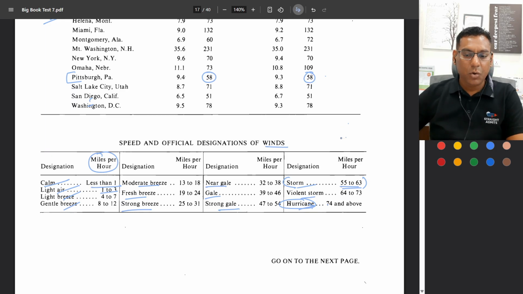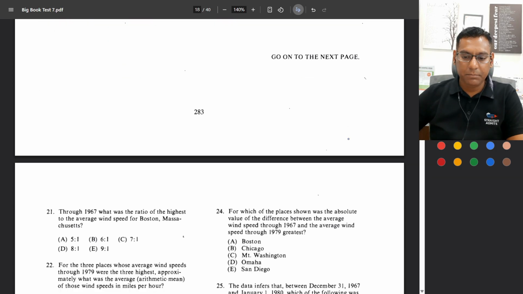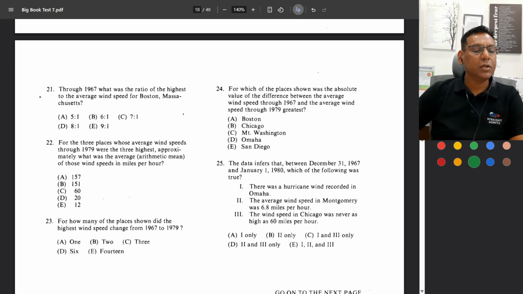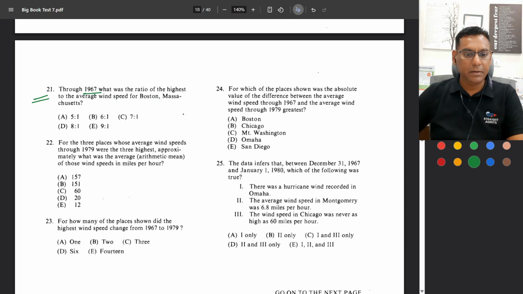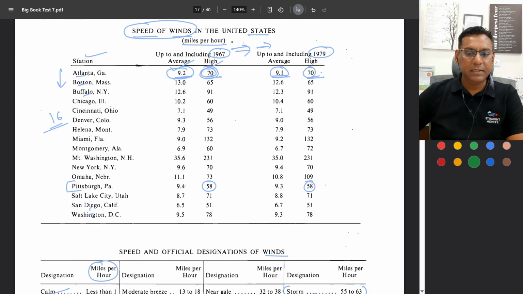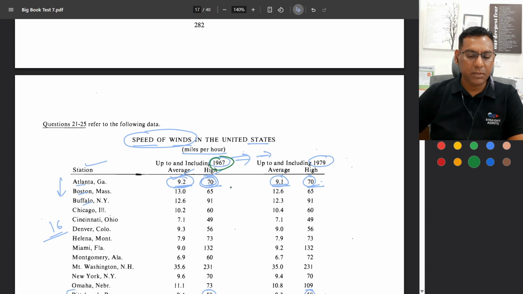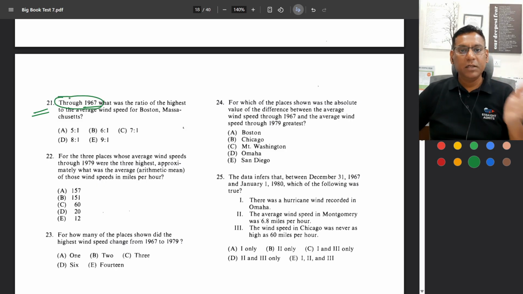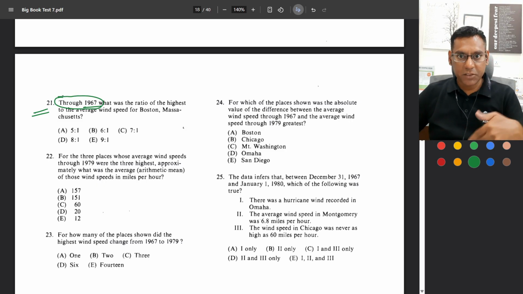Okay, all right, but let's move on. We don't know what they're going to ask, but I think we understood the tables. Let's look at the questions. Question 21, through 1967. That's the first table. First table, 1967 column. Here I have to do something. Now here the terminology through 1967 basically means all the time till 1967. That's the first column, sir.